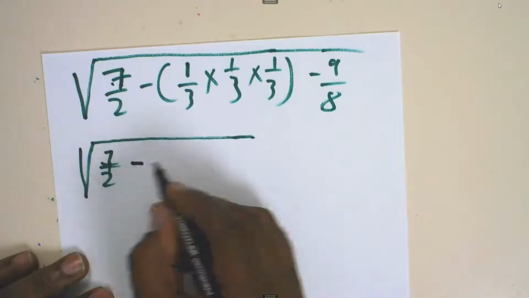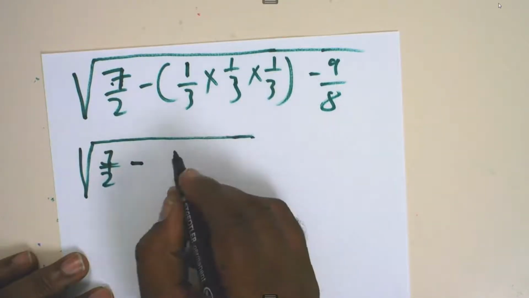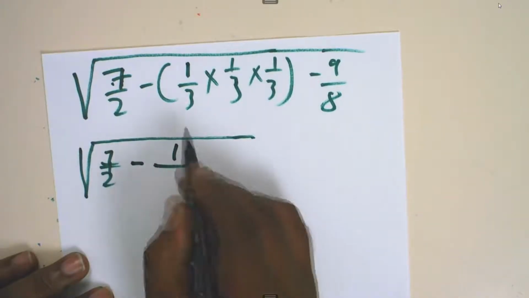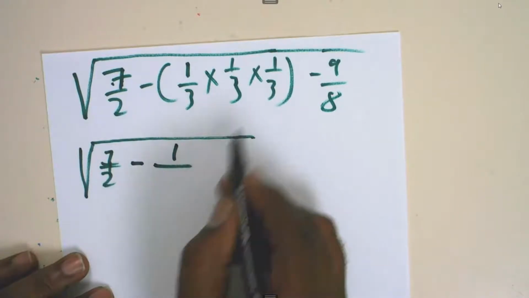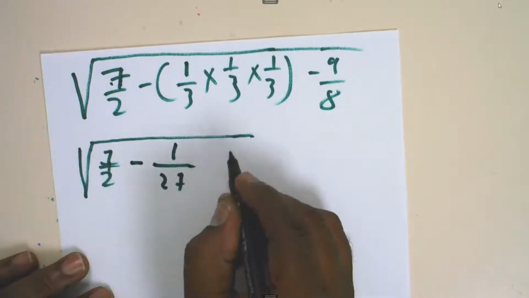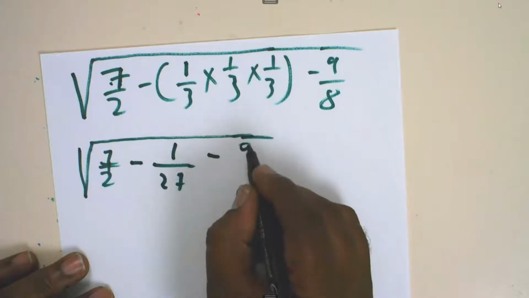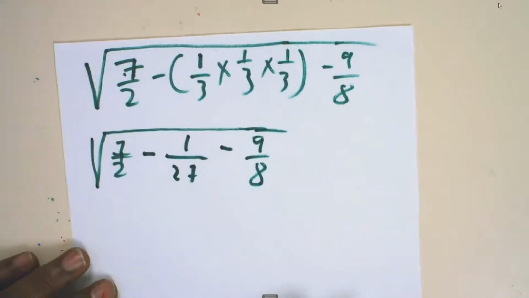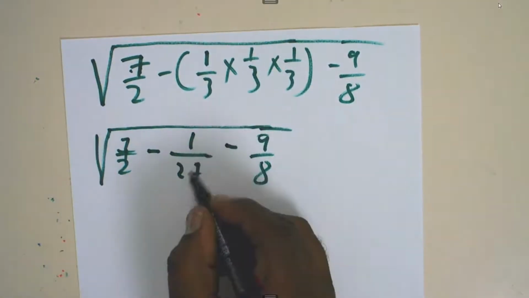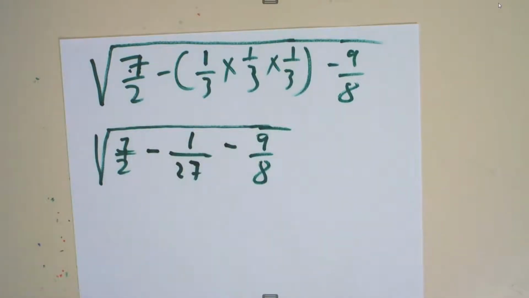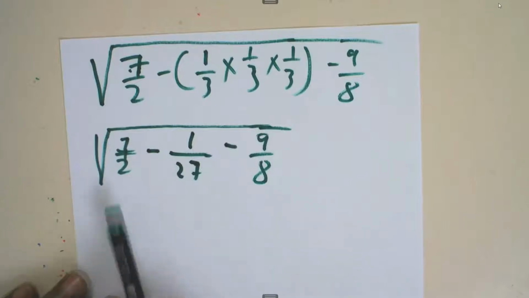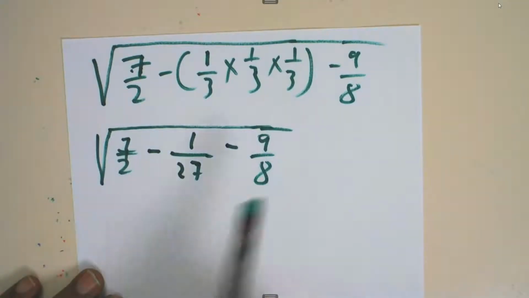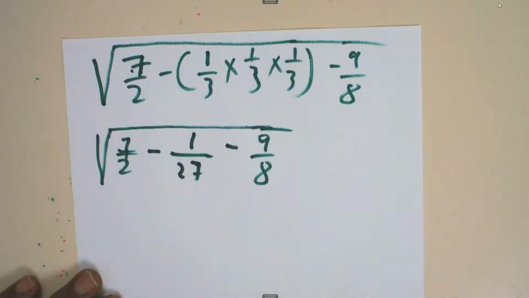Let's remove that bracket. 1 by 1 by 1 is a 1. 3 by 3 is a 9. 9 by 3 is a 27. Minus 9/8. It's your fractions. They've got denominators.